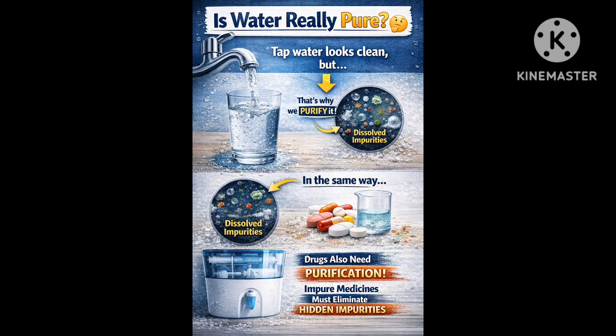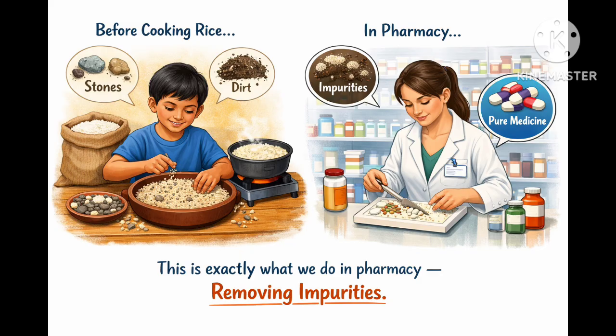Now think about water. Tap water looks clean but contains dissolved impurities. That's why we purify it. In the same way, drugs also need purification. Before cooking rice, we remove stones and dirt. This is exactly what we do in pharmacy, removing impurities.